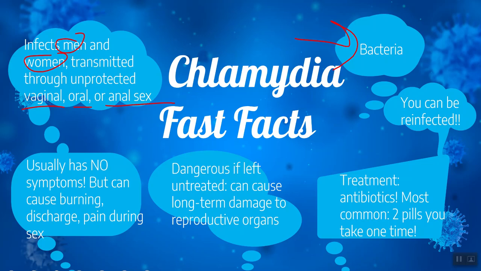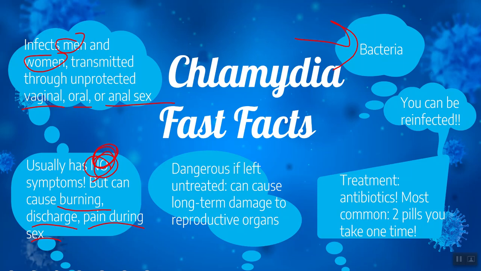Now, chlamydia, like many STIs that we are going to talk about today, usually has no symptoms, which can make it fairly dangerous. Symptoms that do occur are often burning, discharge of the penis or vagina, or pain during sex, usually in the female. But these can be mild or even not occur at all, causing people to not think that they have anything wrong with them.